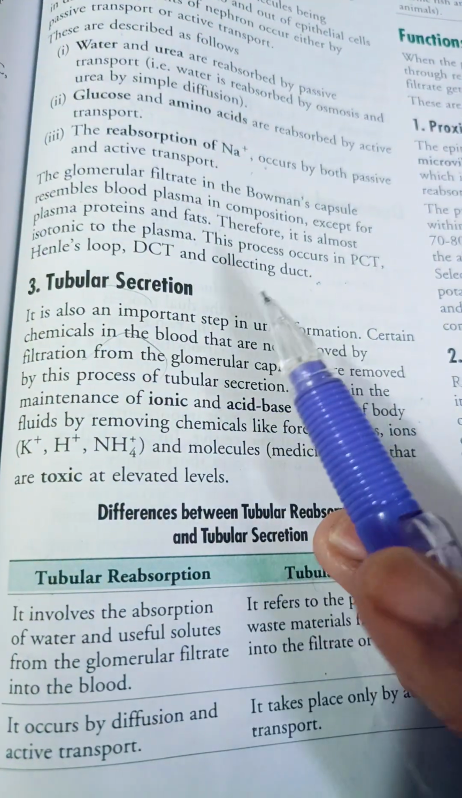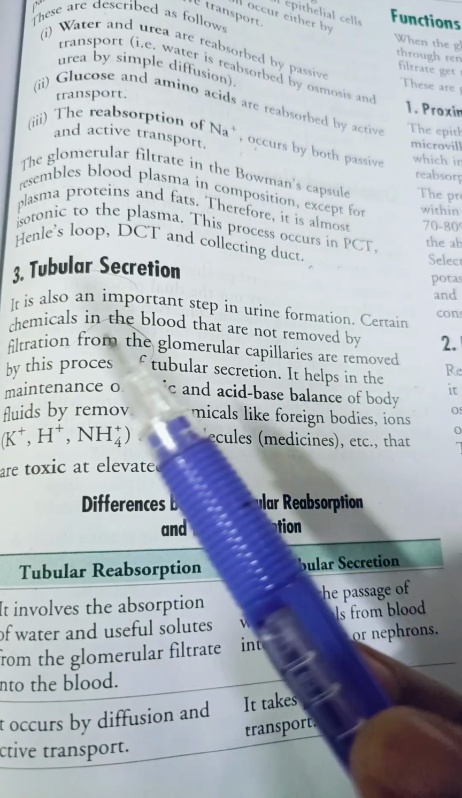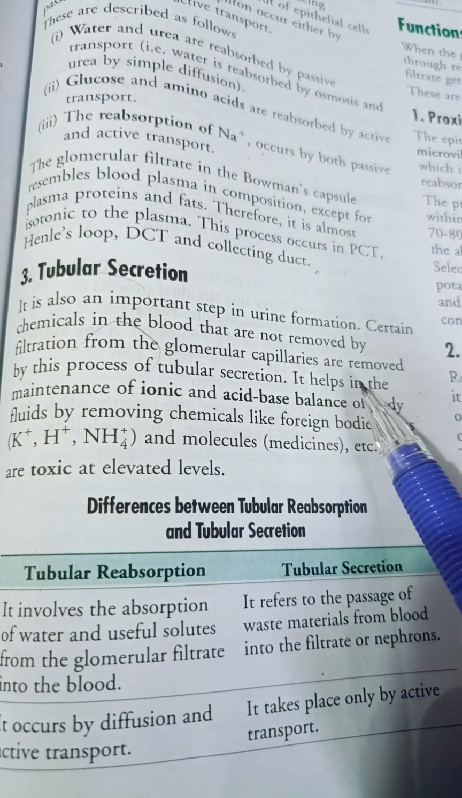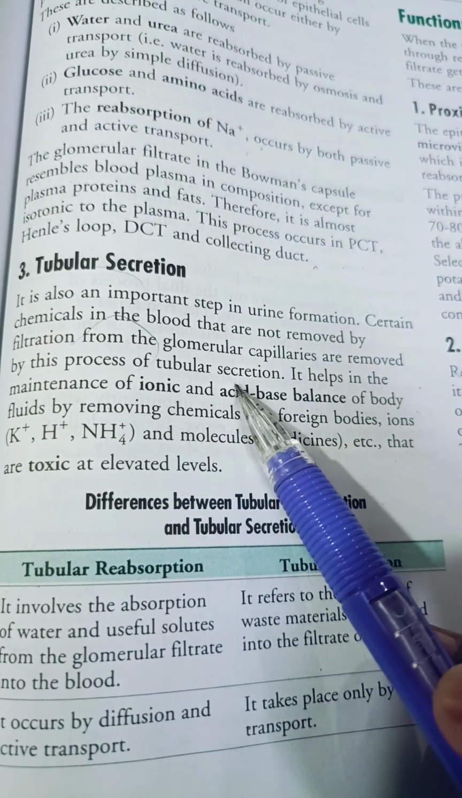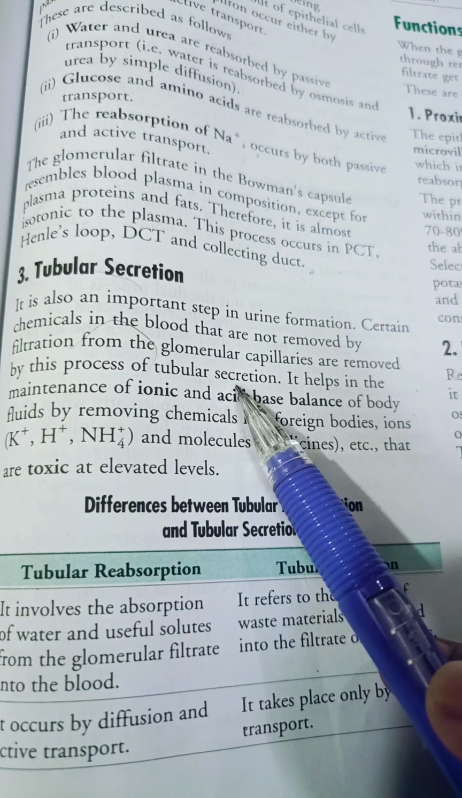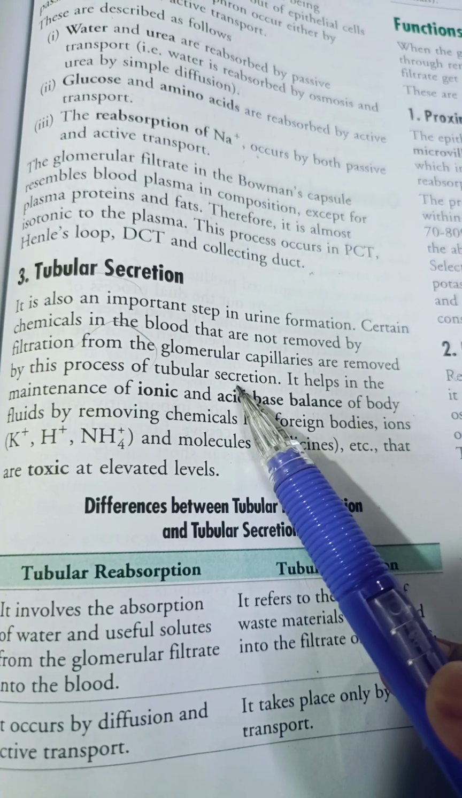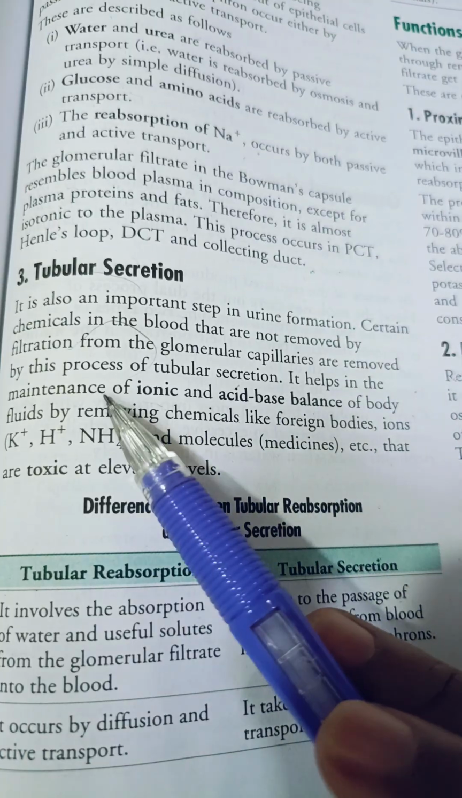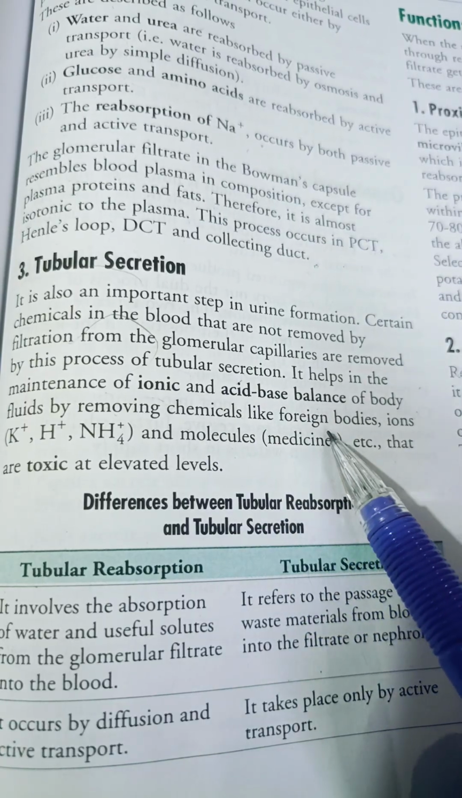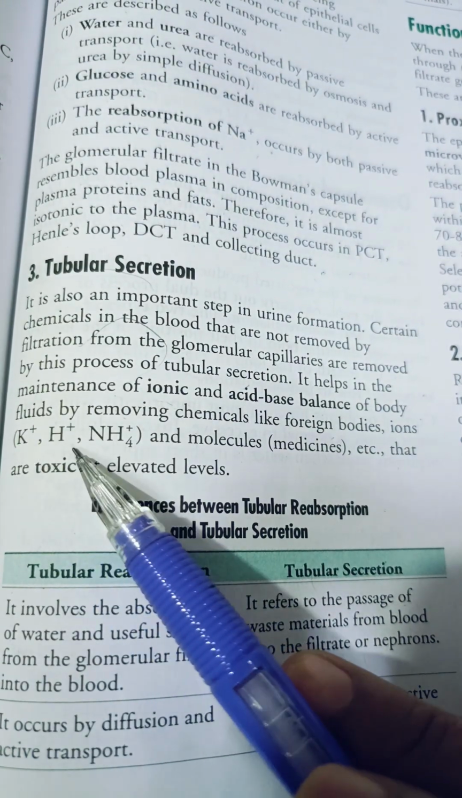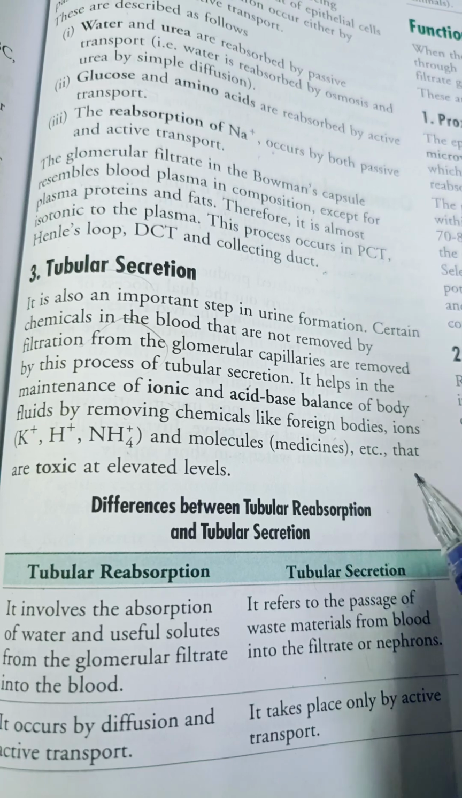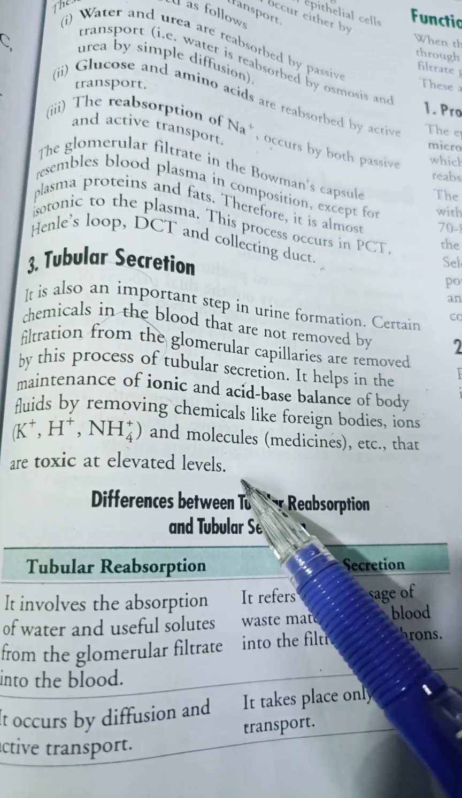Now the tubular secretion. It is also an important step in urine formation. Certain chemicals in the blood that are not removed by filtration from the glomerular capillaries are removed by the process of tubular secretion. Now again, some chemicals of blood are in the filtrate. Again it is secreted. It helps in maintenance of ionic and acid-base balance of body fluids by removing chemicals like foreign bodies, ions, that is potassium, hydrogen, ammonia, NH4, and molecules like medicines, etc., that are toxic at elevated levels.